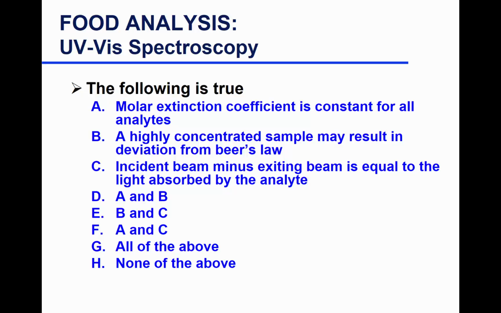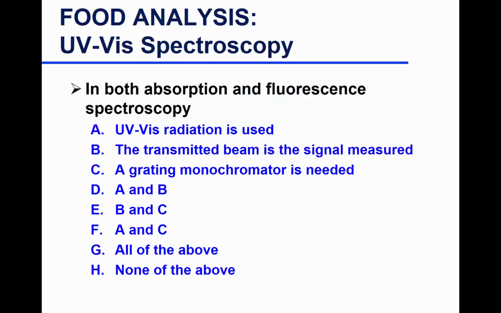Incident beam minus exiting beam does not equal absorbance, and we'll talk about that. It's a ratio. It's not subtraction, because when light hits a substance, it will scatter, it will diffract, it will refract. Not everything that hits your sample gets absorbed or transmitted. So A and C are incorrect. E is correct, and we'll go over detail as we go.